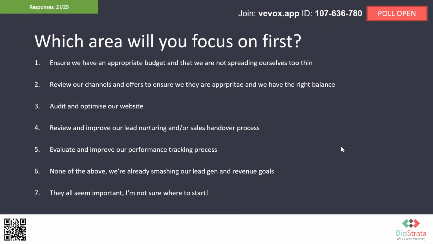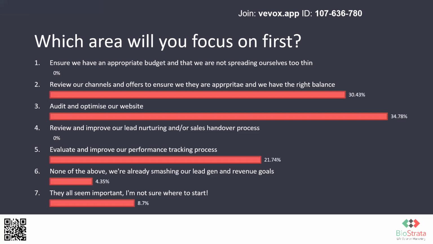Cool. I'm going to give us 5, 4, 3, 2, 1. What do we got? Awesome. Website optimization. Yeah, got to do it. Super important. Channels and offers, getting that balance, critical. Evaluate and improve your performance tracking progress. Oh, data is power. None of the above. We're already smashing it. Mega high fives to you guys. Well played. And then they all seem important. I'm not sure where to start.